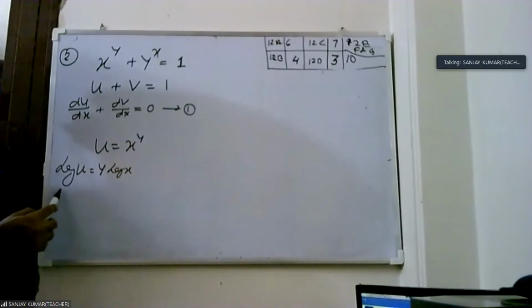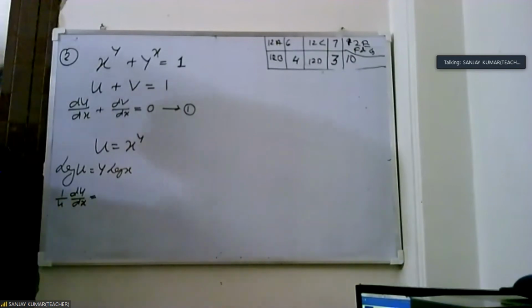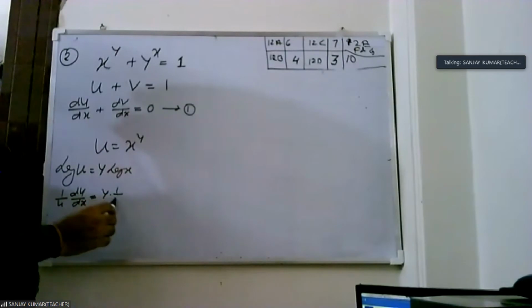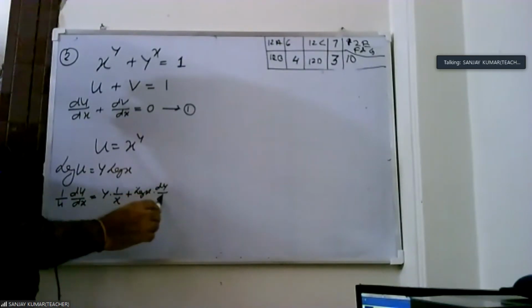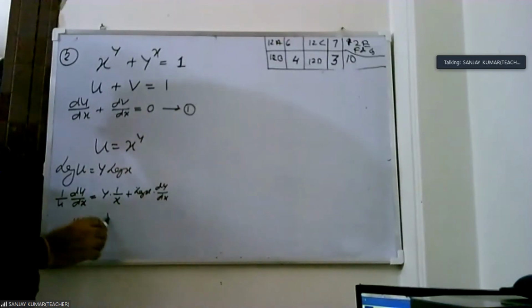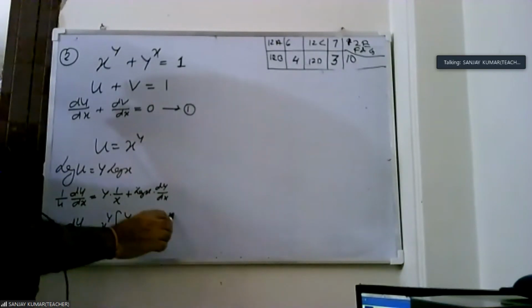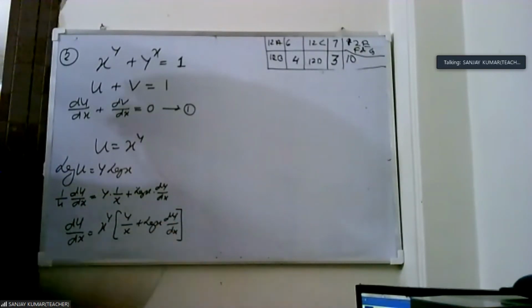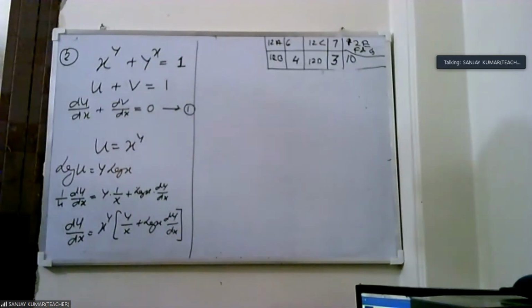Then differentiating this, log u gives 1 upon u du by dx, which equals, in y log x we have the product rule: y as it is, log x the derivative is 1 by x, plus y as it is, log x as it is, the derivative of y is dy by dx. We are using the product rule here. So du by dx, you put the value of u, that is x raised to power y, into y by x plus log x into dy by dx. Okay, so this is the value of du by dx.